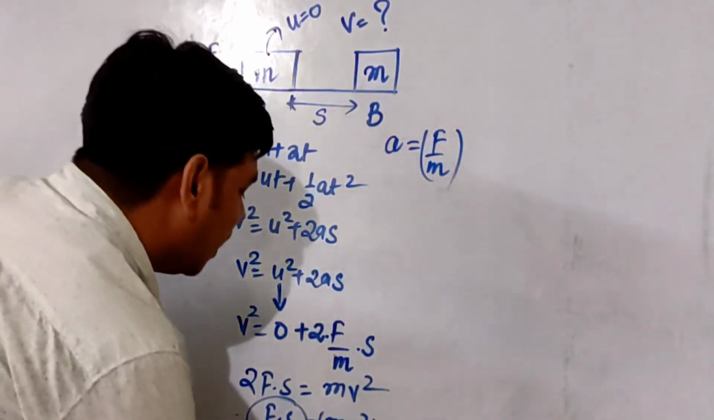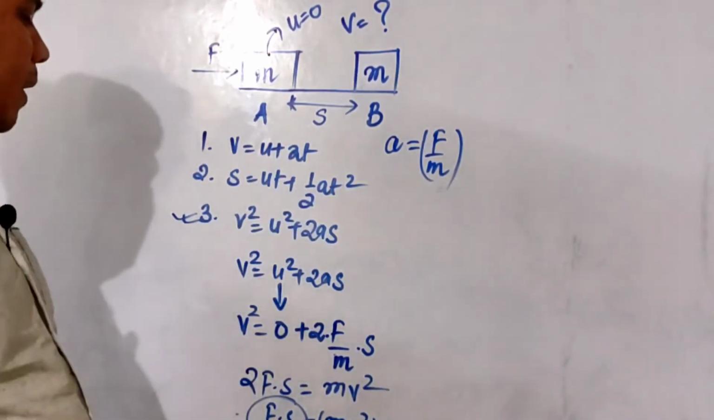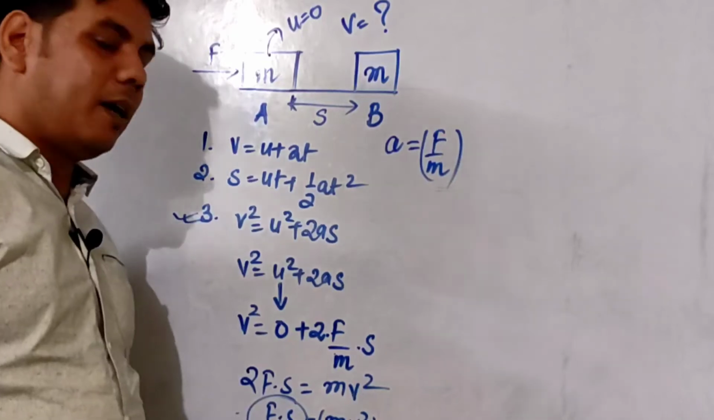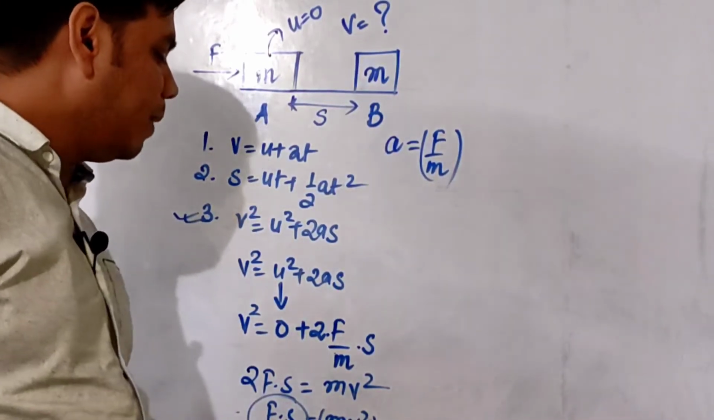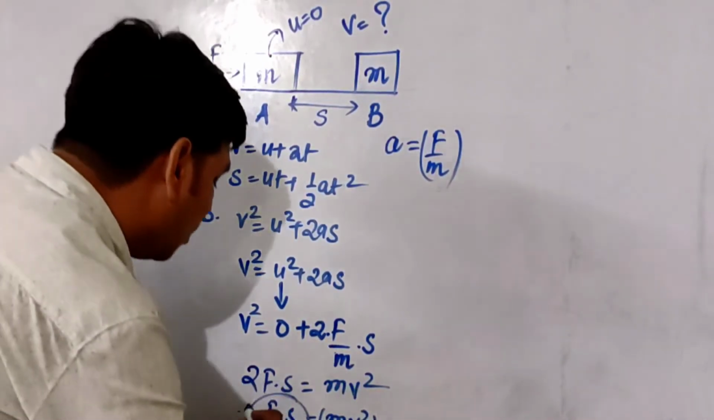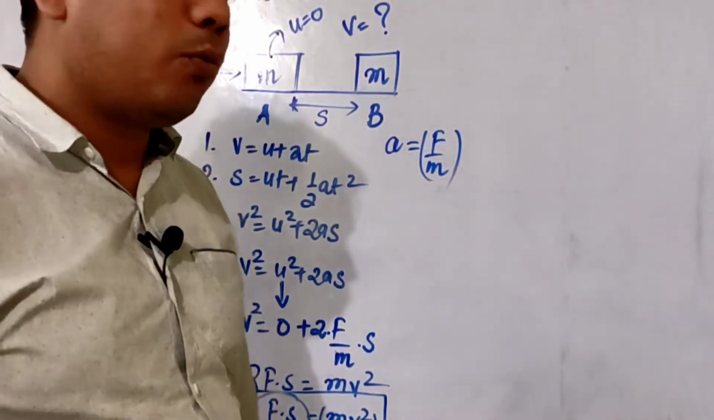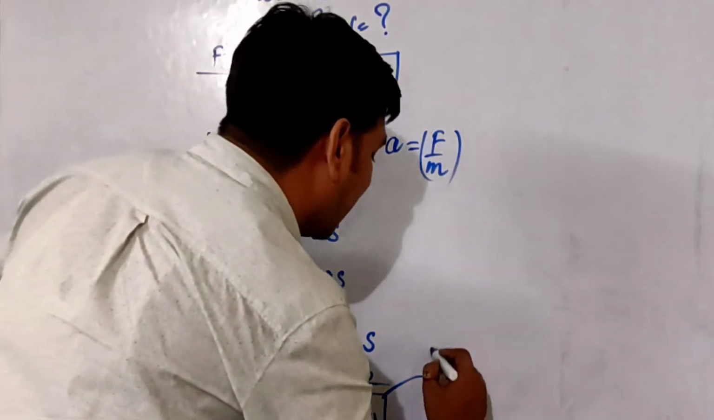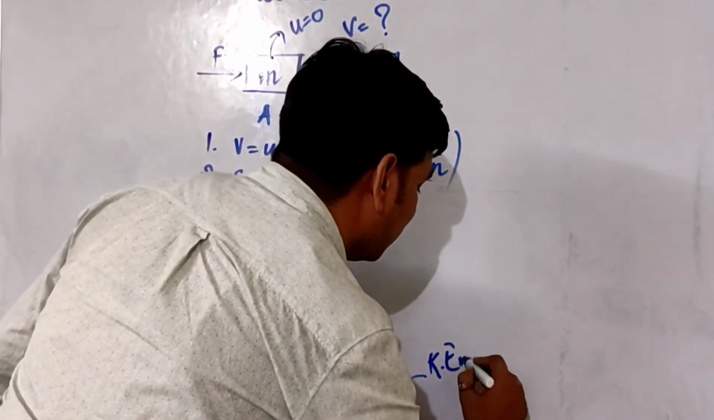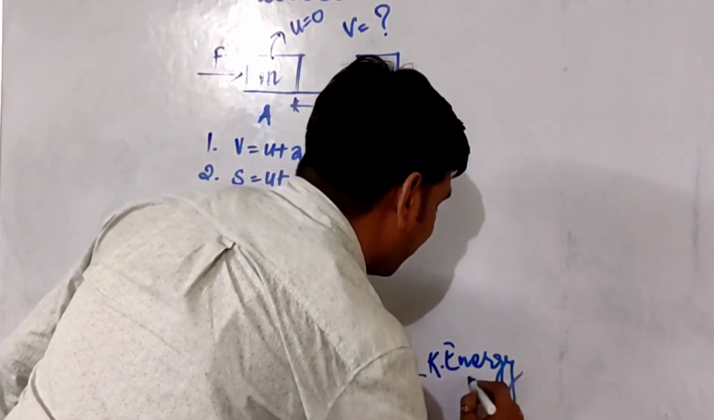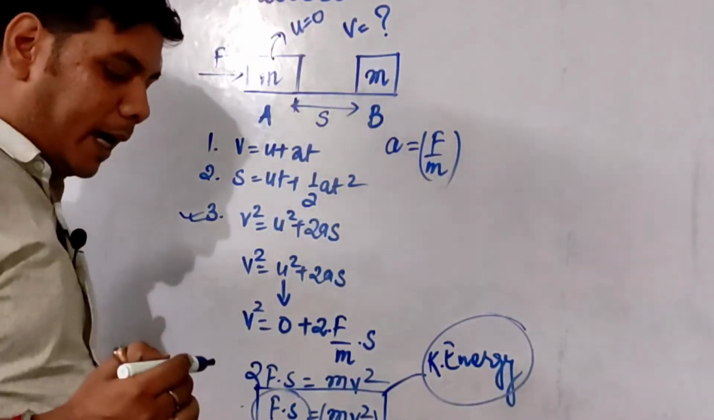Okay, so this is the work done, and the formula that we have got here is 1 by 2 mv square. What does it mean? That means work done is equal to 1 by 2 mv square. This quantity is known as kinetic energy. So what do you mean by kinetic energy?